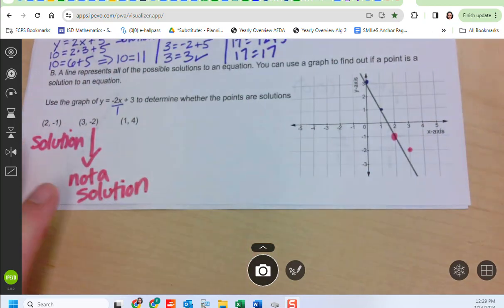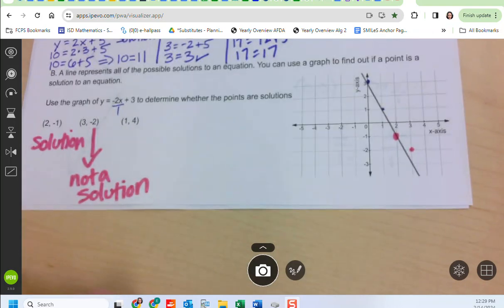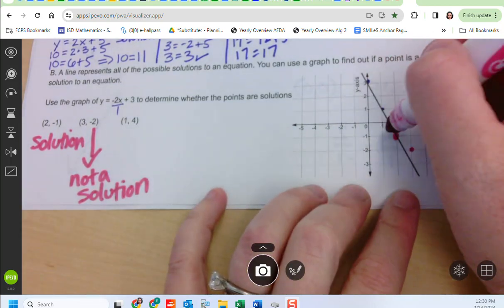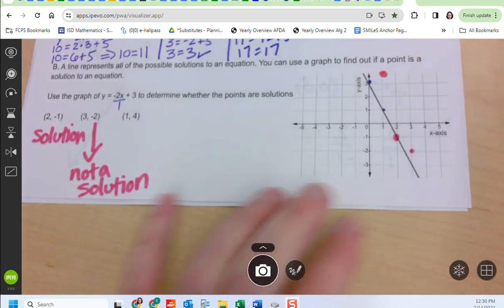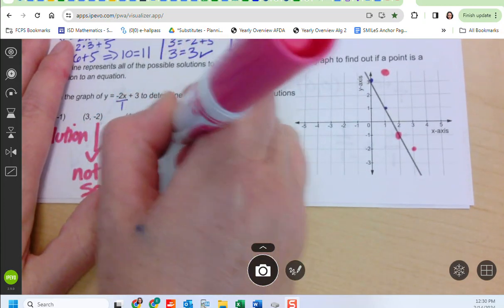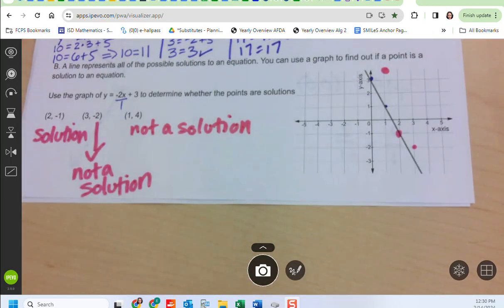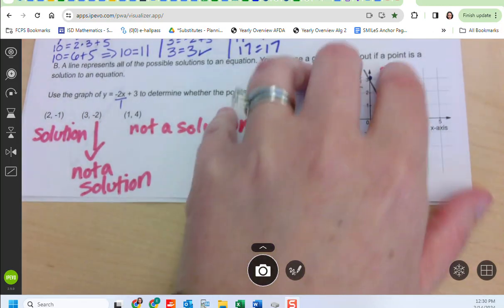All right, next one, 1, 4. All right, 1, 4. Raise your hand if it is a solution. Raise your hand if it is not a solution. Okay, thanks for participating. Let's see if I get the same thing. 1, 4. It's way up here. You are right. Definitely not a solution. Okay. Who has a question? Okay, let's turn the page.